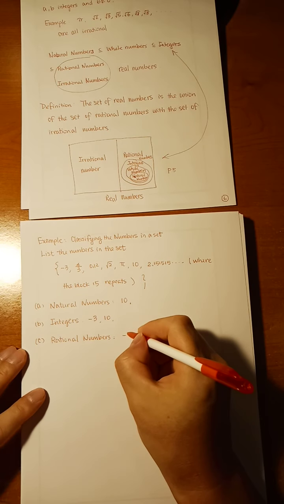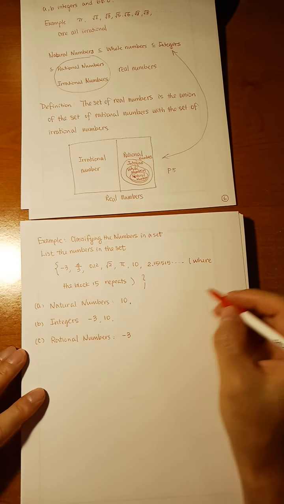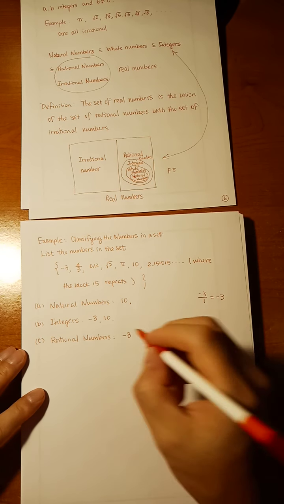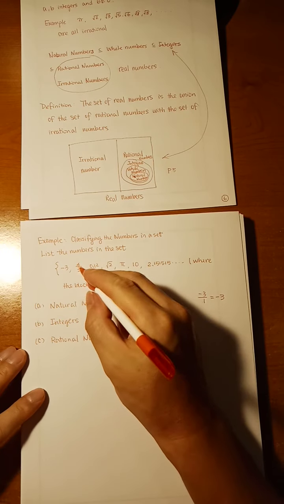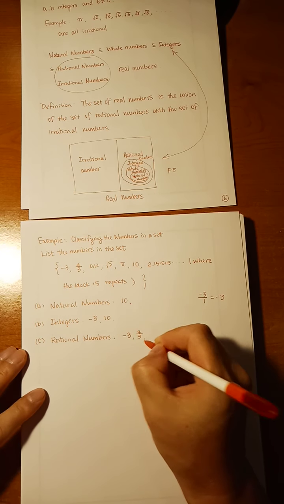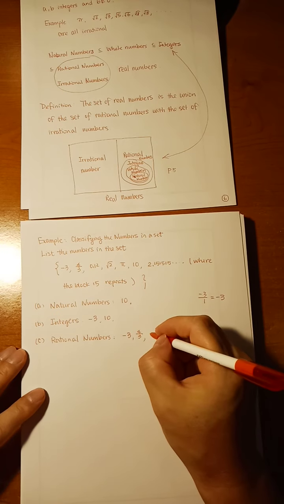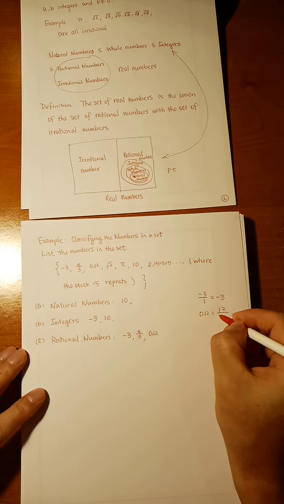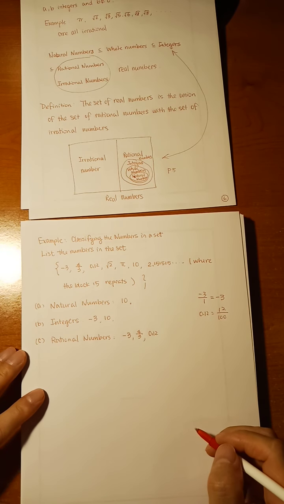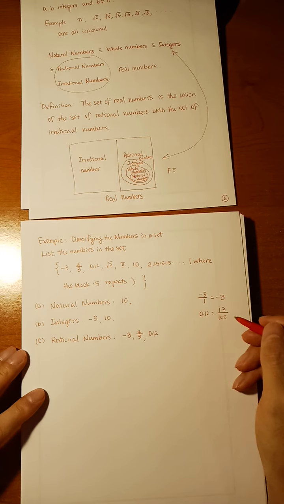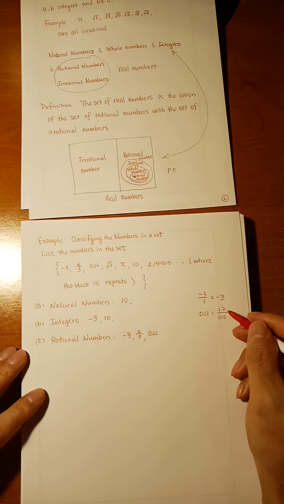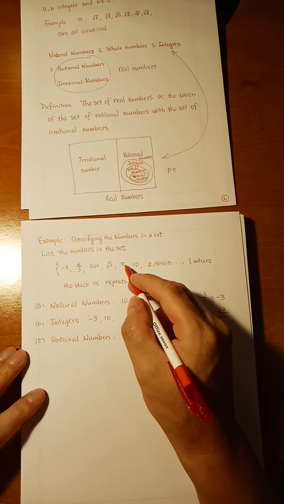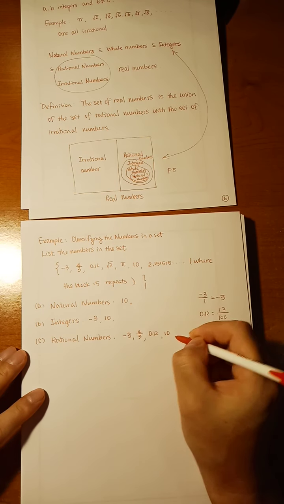Rational numbers. All the integers are rational numbers because every integer can be written as that integer over 1. So -3 is a rational number. 4/3 is a typical rational number. 0.12, the decimal number, is rational because 0.12 can be written as 12/100. Simplify it or not, this is an integer over an integer, so it's a rational number. Square root of 2, as we mentioned, is irrational. Pi is irrational. 10 is an integer, so it is rational.